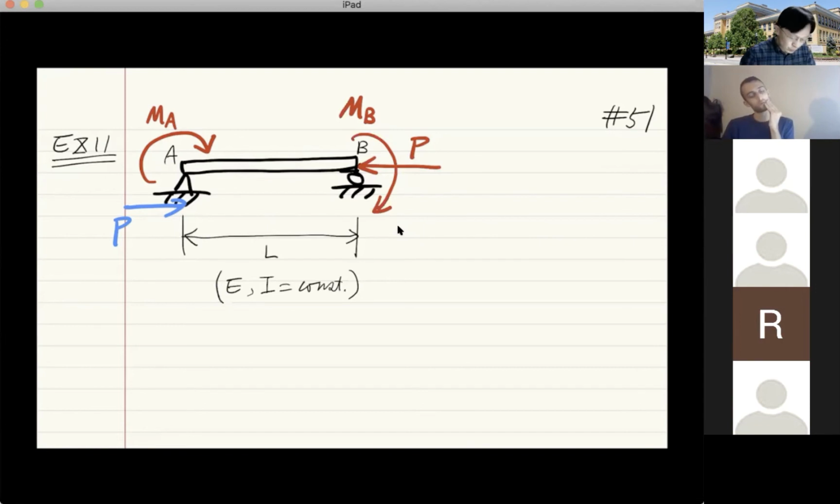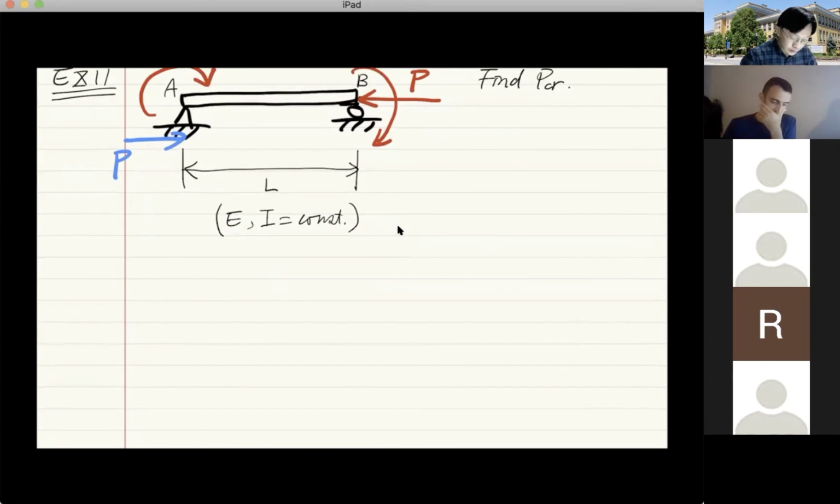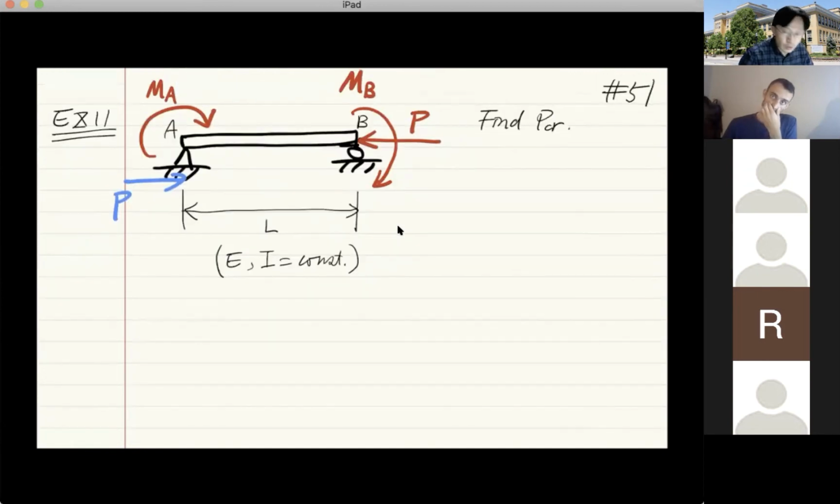So what do we need to do? Find the PCR. The same thing, right? Okay. And for the moments, actually, it's relatively easier in terms of analysis, because if the problem already tells you what the end moment is that you have to consider, your moment diagram becomes super easy. In this case, there's no lateral force acting on the beam column, which makes the analysis very, very simple.